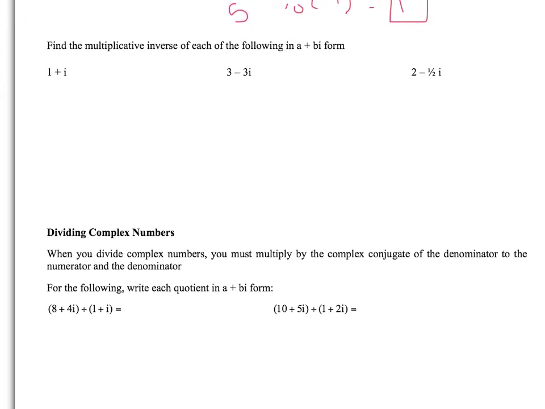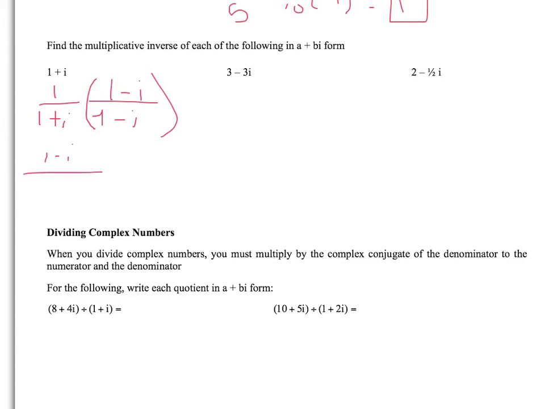Well, the inverse is the reciprocal. So 1 plus i is going to be the same as 1 over 1 plus i. Just like with radicals, you're not allowed to have an i in the denominator, just like you can't have radicals in the denominator. So we multiply by the conjugate, which is a positive 1 minus i, and then 1 minus i. In the numerator, 1 times 1 minus i is 1 minus i.